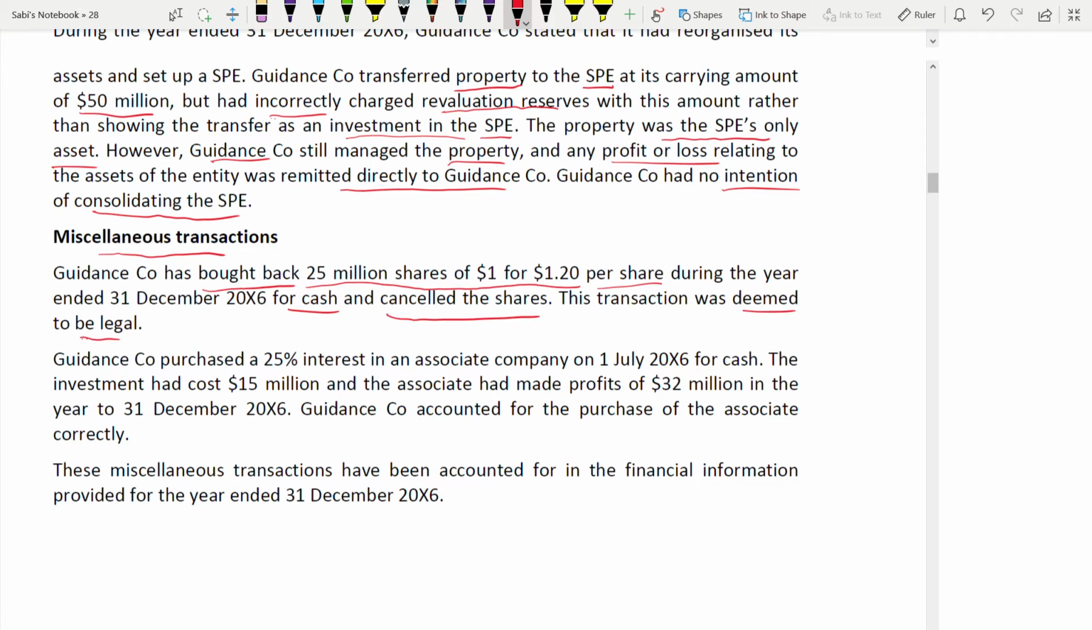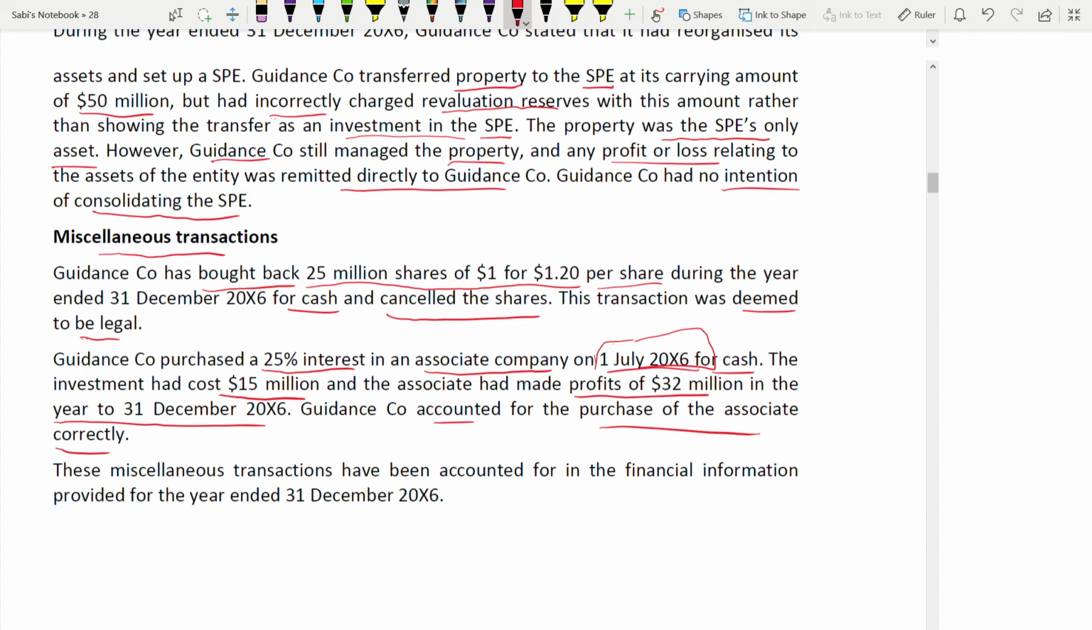Guidance purchased a 25% interest in an associate company on 1st of July 2006 for cash. The investment had a cost of 15 million. The associate had made a profit of 32 million in the year to 31st December 2006. This was on 1st of July 2006, so for 6 months. Guidance accounted for the purchase of the associate correctly.